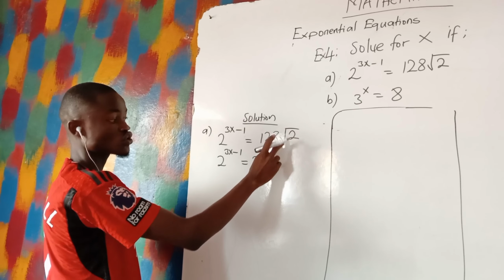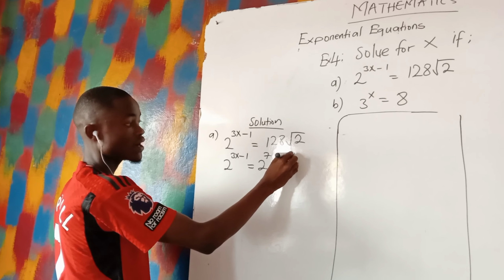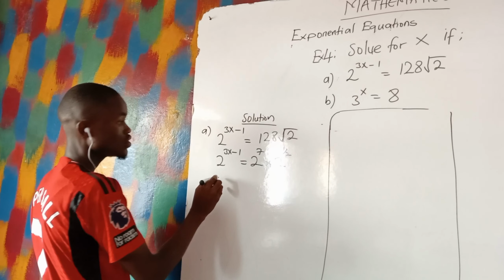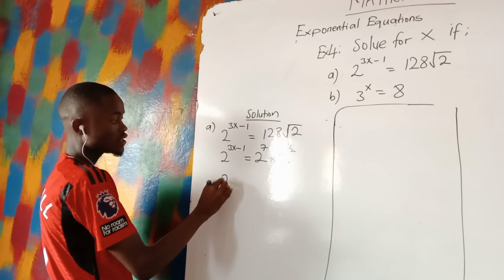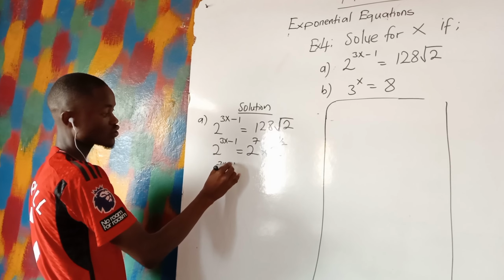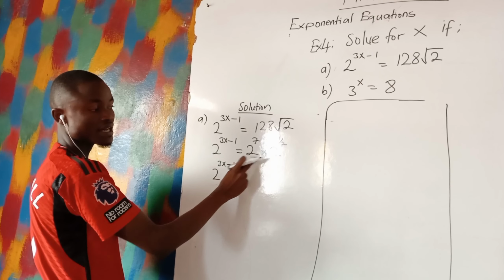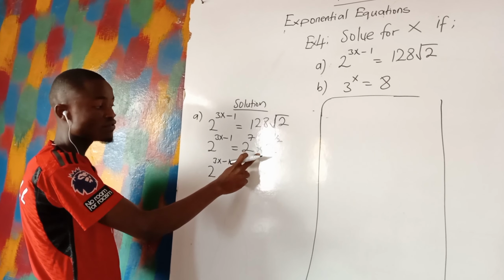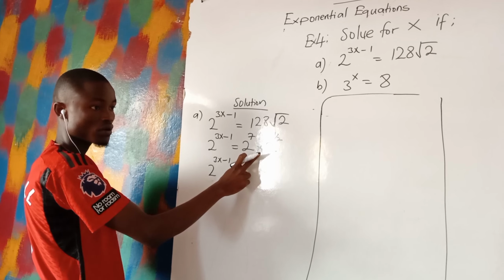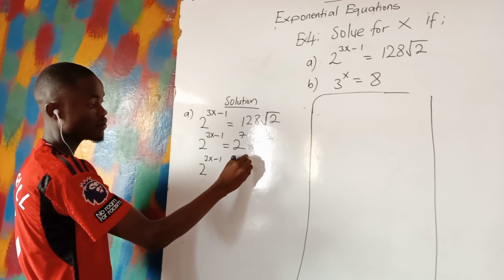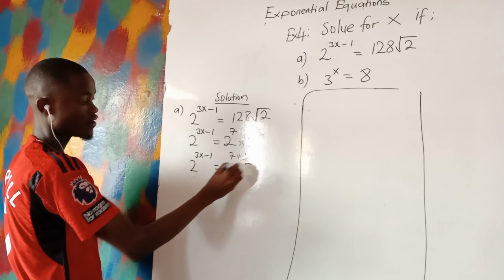So you express this square root of 2 in index form. Mind you, it has a square root. So 2 raised to the power half. Where do we get this half? Because of this square root. So here 2 raised to the power 3x minus 1 equals, the bases are the same, you take 1 base and add the powers. Why should we add? Because it involves the multiplication law of indices. So 2 raised to the power 7 plus half.